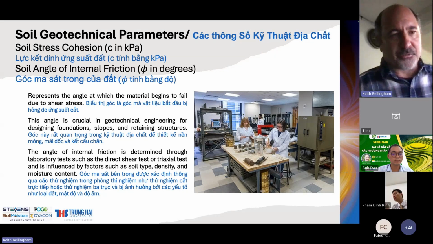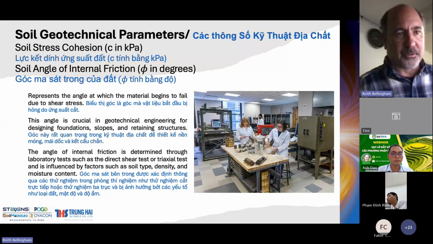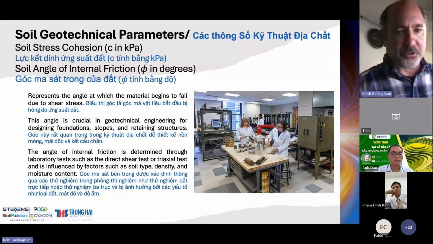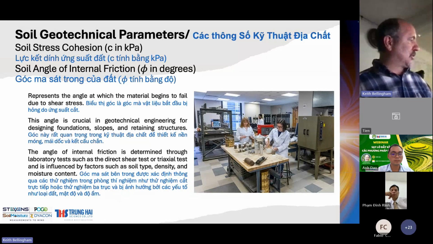There are standard methods for these tests, and these geotechnical tests are often performed and used for geotechnical and civil engineering applications, such as construction of roads and bridges and those kinds of applications.